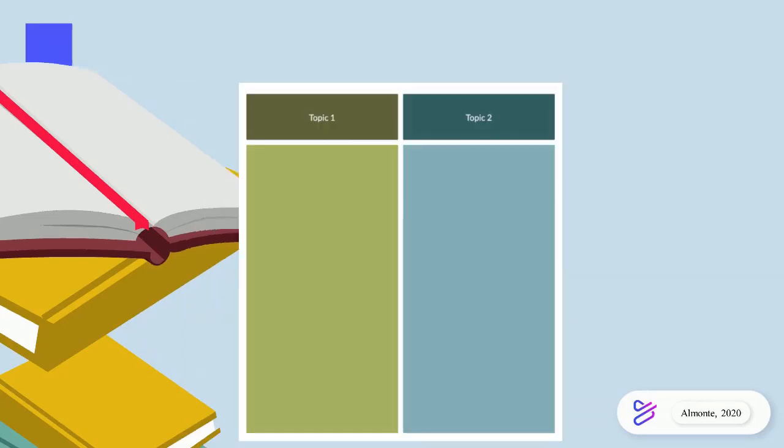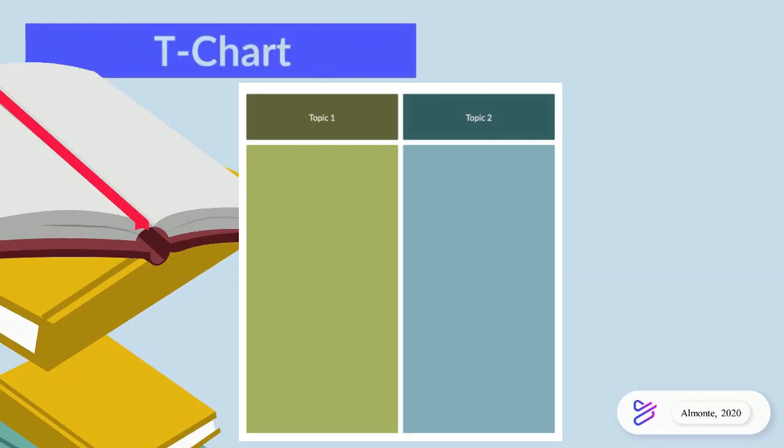T-charts allow students to study two facets of a topic. For example, disadvantages and advantages, pros and cons, differences and similarities, etc.